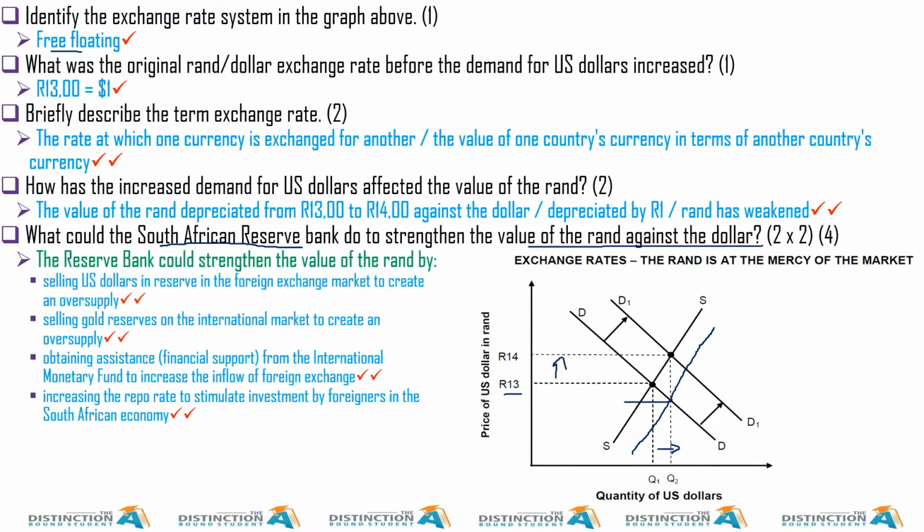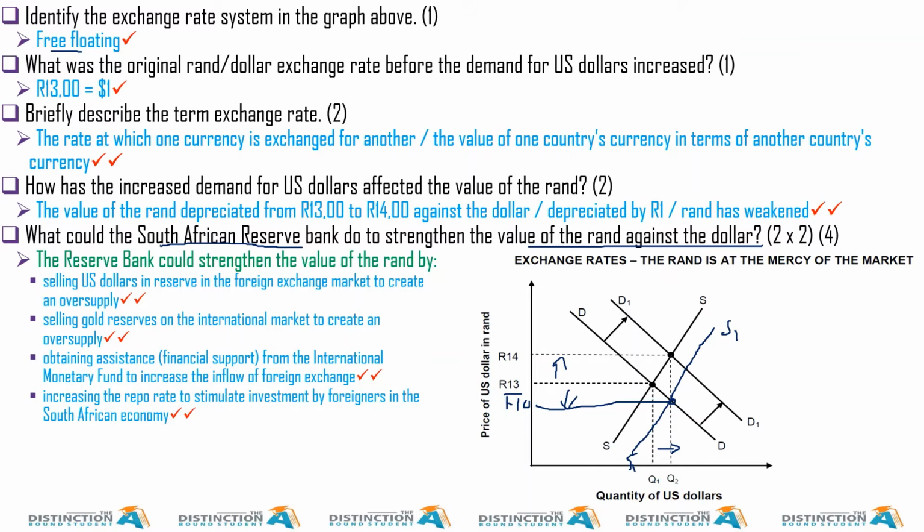Now, look, the rand will appreciate to maybe 10. You see, if supply was to shift to S1, we have a new equilibrium, which is not this one, but this one here. Right, selling gold reserves on the international market to create an oversupply. So the rand will appreciate against gold. Obtaining assistance from the International Monetary Fund to increase the inflow of foreign exchange. The next one, increasing the repo rate to stimulate investment by foreigners in the South African economy.